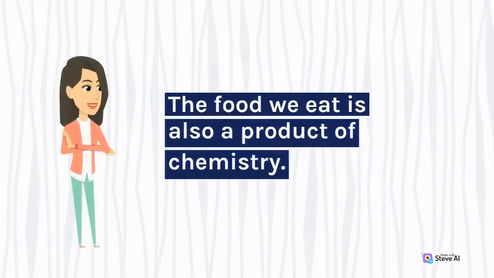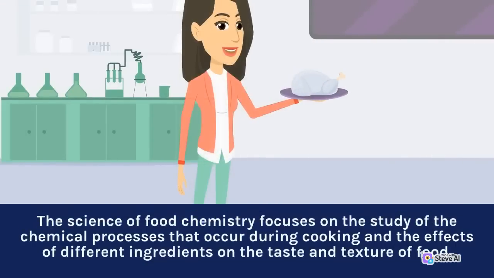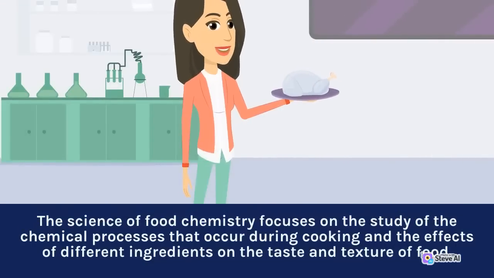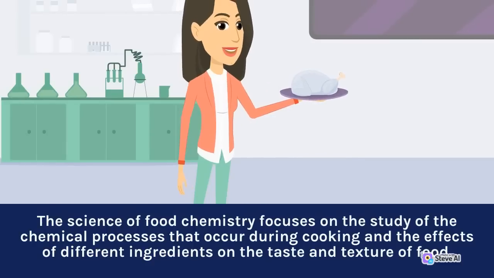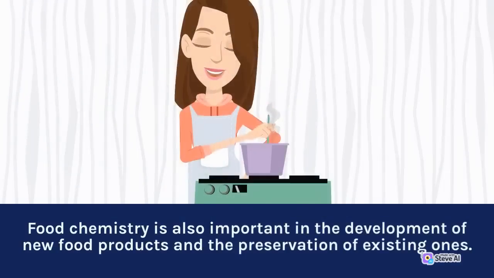The food we eat is also a product of chemistry. The science of food chemistry focuses on the study of the chemical processes that occur during cooking and the effects of different ingredients on the taste and texture of food. Food chemistry is also important in the development of new food products and the preservation of existing ones.